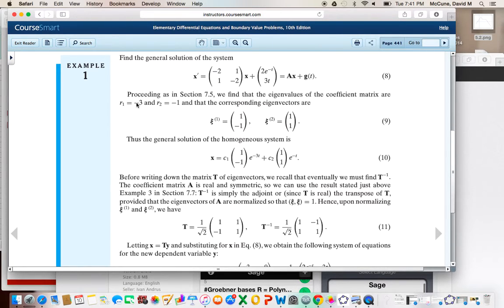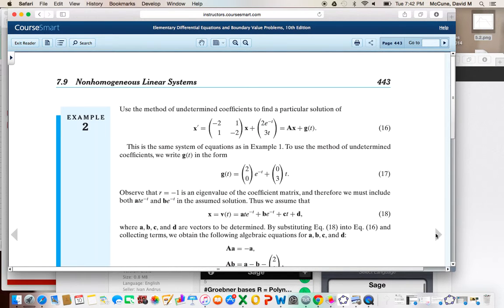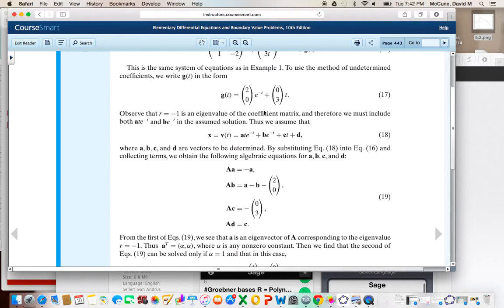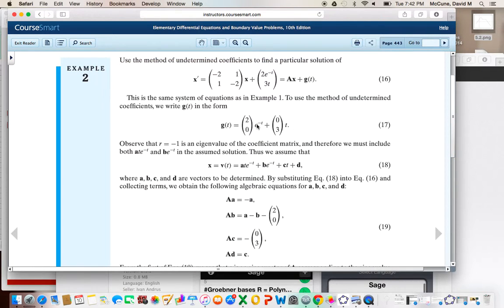Okay, but the key thing to take away from this is that -3 is an eigenvalue, as is -1. Therefore, in your homogeneous setup, you already have an e to the -3t here and an e to the -t here. Okay, so keep that in mind. So back over here in example 2, notice that e to the -t appears over here on the right-hand side.